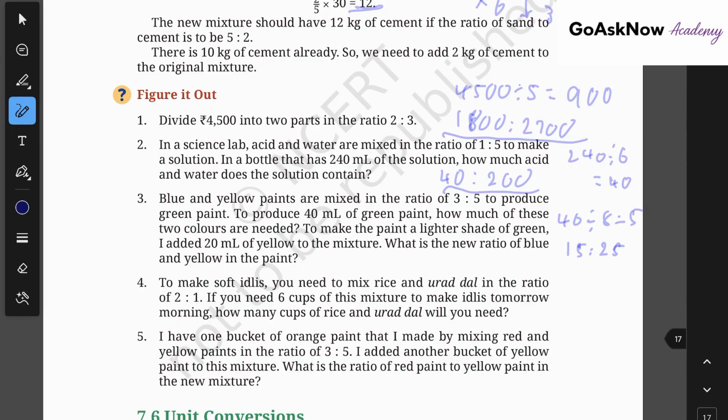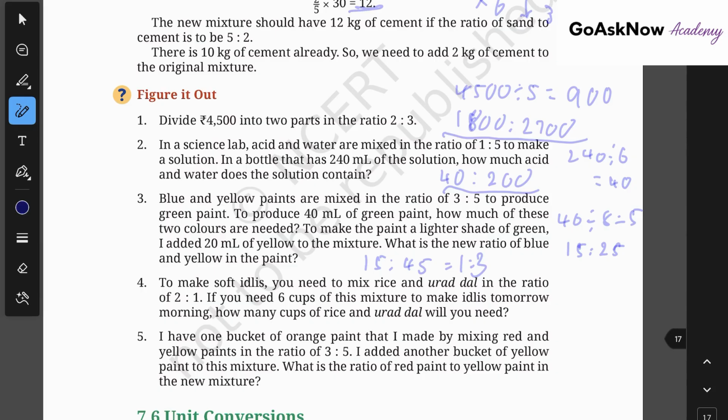Second question is, they make a lighter shade of green paint, added 20 ml to the mixture. So if you add 20 ml of yellow, so 25 plus 20 is 45. So the ratio becomes 15 to 45. That's the new ratio of blue to yellow. If you want to simplify this more, you can. It becomes 1 to 3. So this should be your answer.